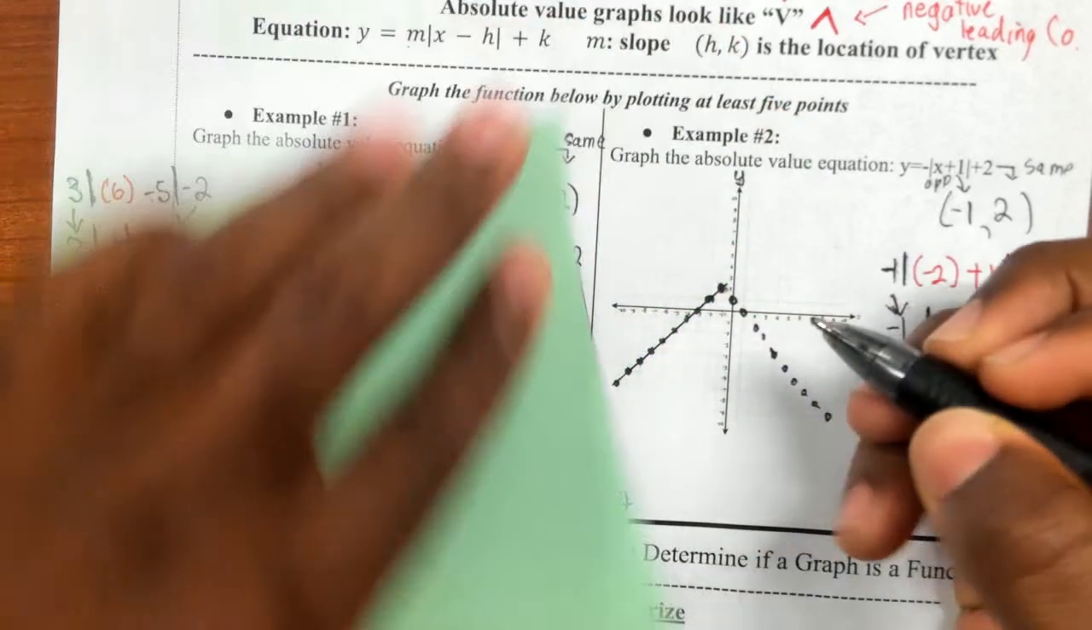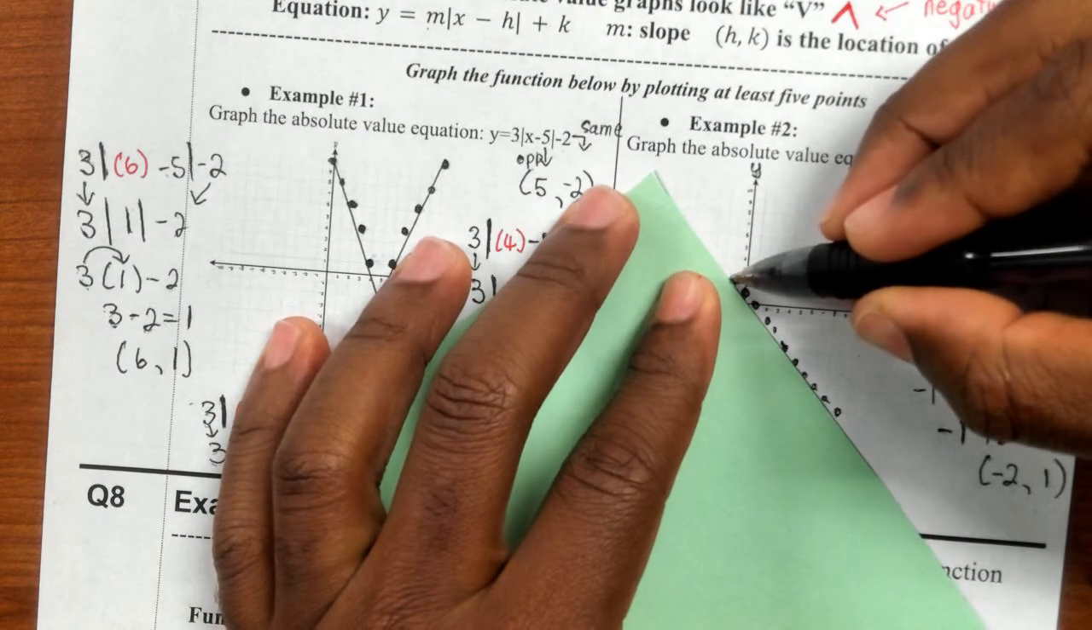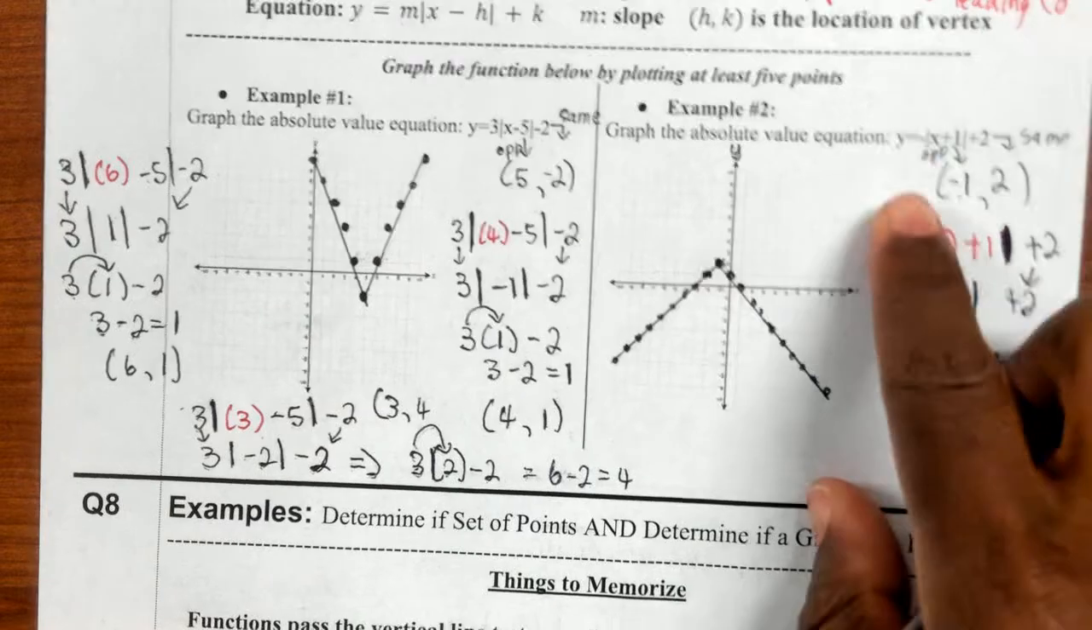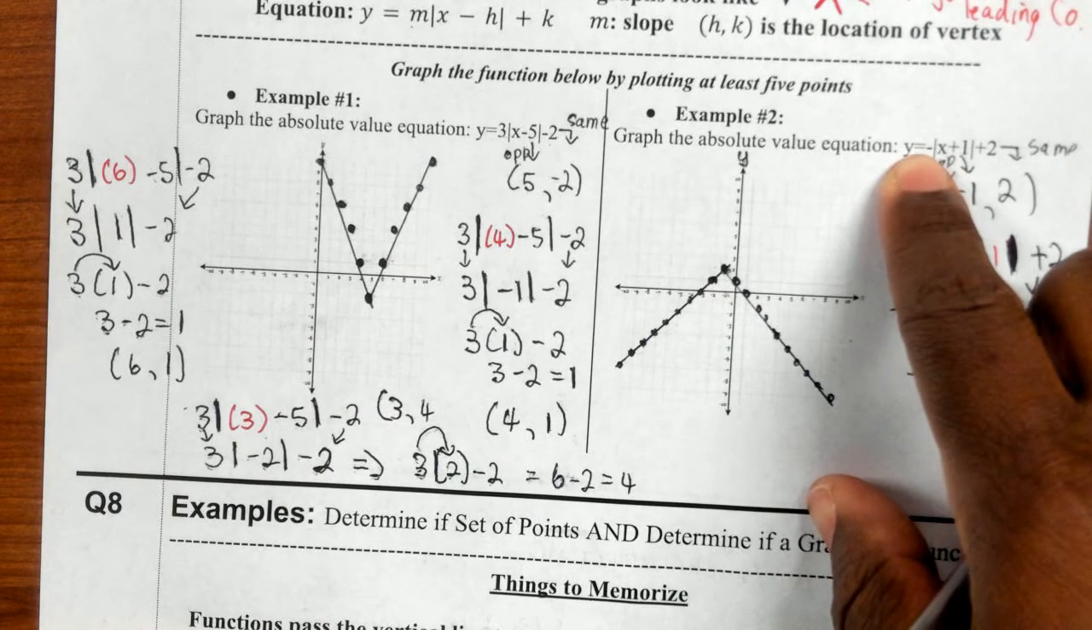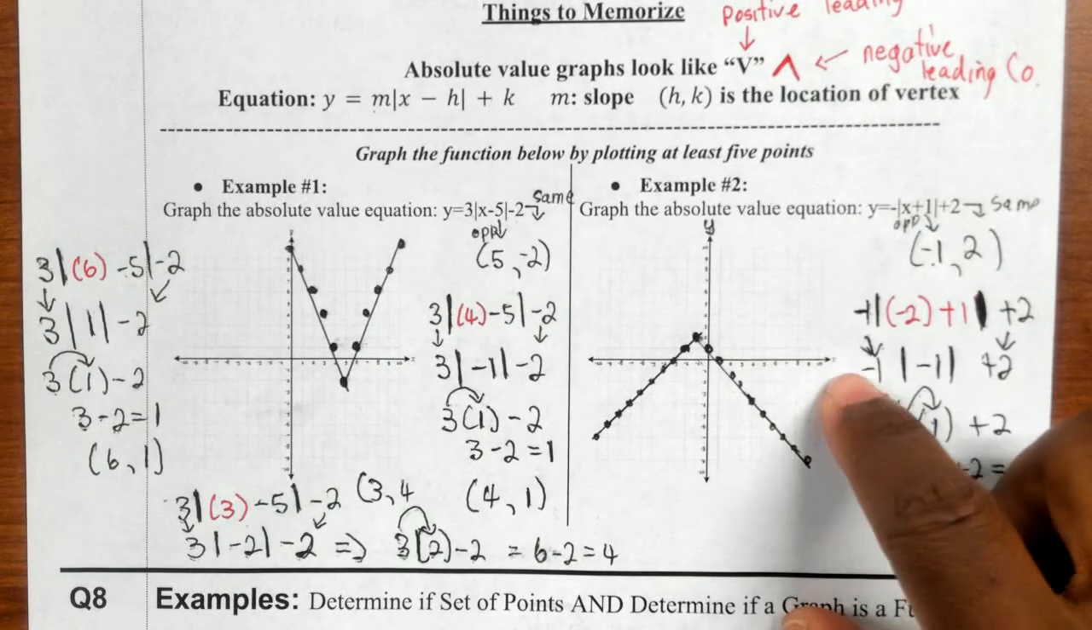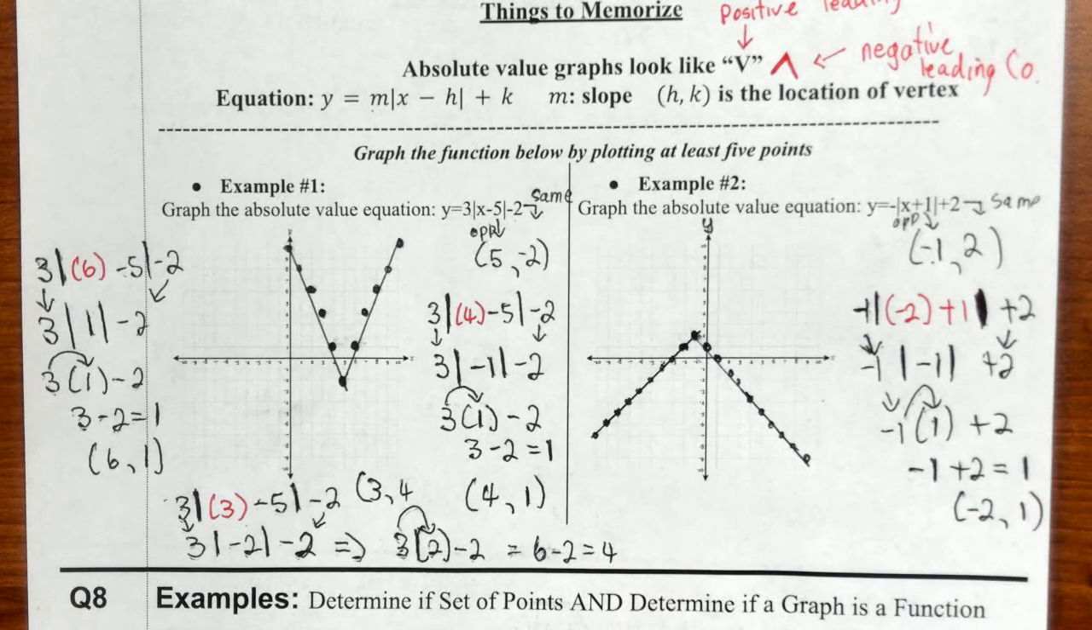And you see how we have an upside down V, guys? The reason we have an upside down V is because the number in front is negative. So again, because the number in front is negative, that is why we have an upside down V.